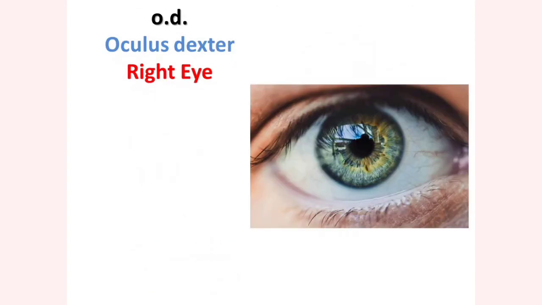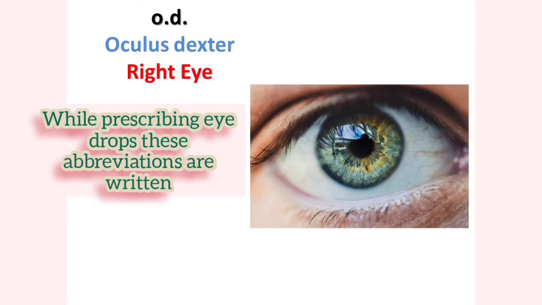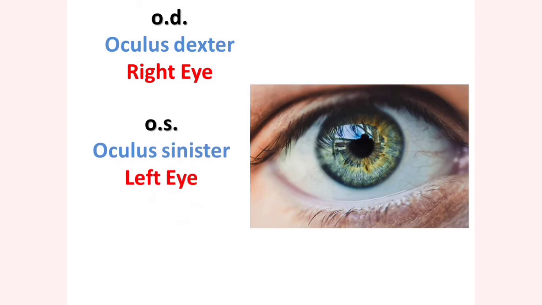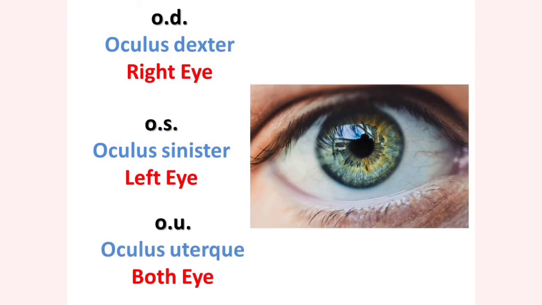Now we will see eyes. That is OD. OD means oculus dexter in Latin. Oculus means eye in Latin, and dexter means right always. And in English it becomes right eye. OD represents right eye. And another, OS, oculus sinister in Latin, which represents left eye. And OU, that is oculus uterque, meaning both eyes.